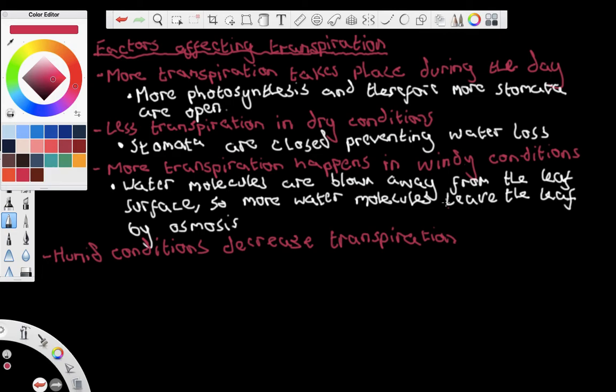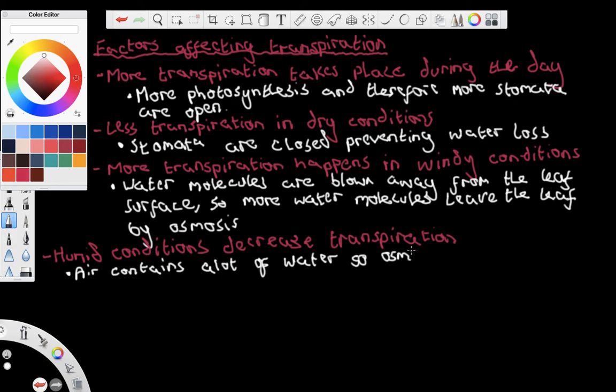This is because the air already contains a lot of water, therefore osmosis doesn't happen as quickly. So we can say that the air contains a lot of water, so osmosis is slower.